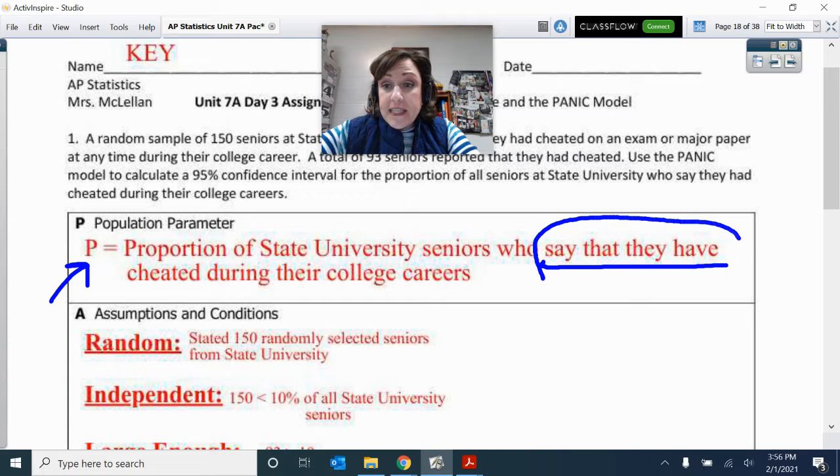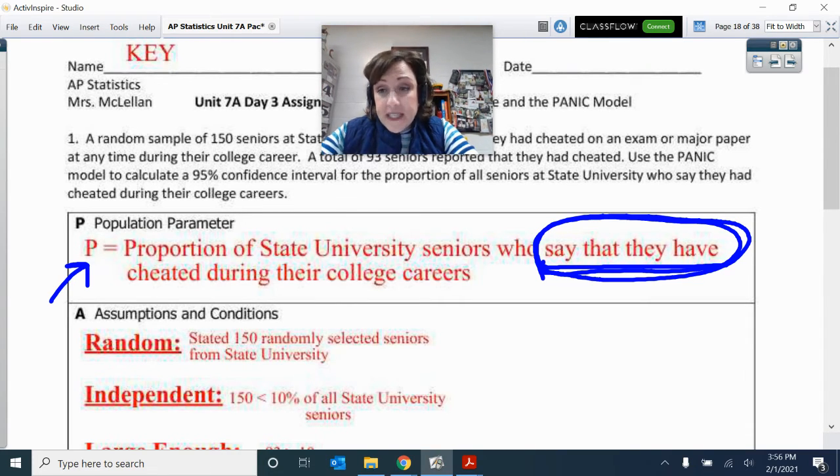So this is present tense. This is the current proportion of seniors who say that at one point or another they had done something in the past. But this is present tense. So that's a very important thing to look for.